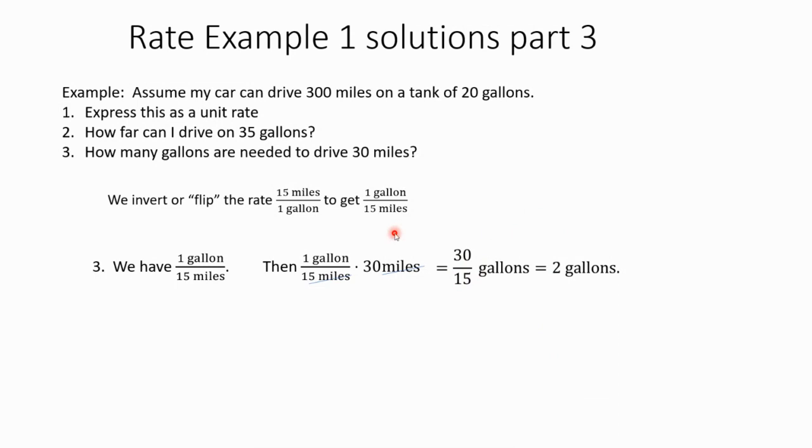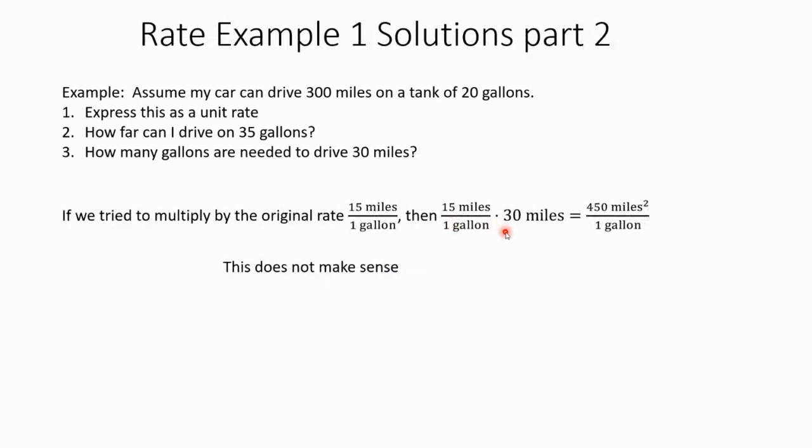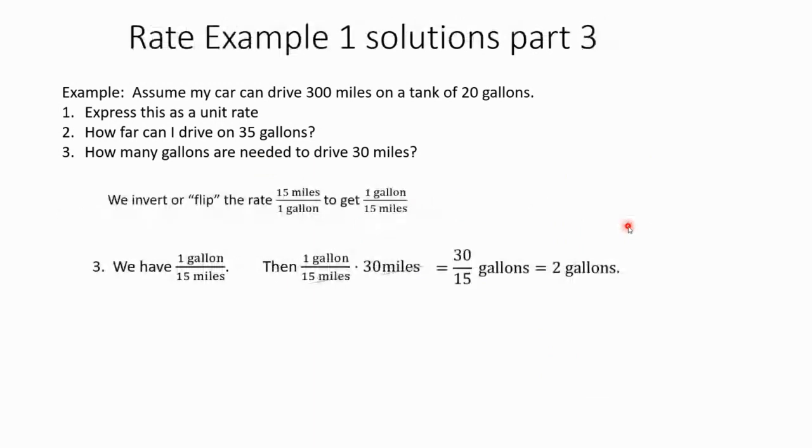So again, it's really just multiplying, and you want to make sure the right unit cancels. What I'm trying to show you here is if you're not careful, you're not going to have cancellation in the unit, and you're going to get something that doesn't make sense. Essentially for number 3, we want to know how many gallons. But here, miles squared per gallon is what we get. That doesn't make sense. So that's why we had to flip this.